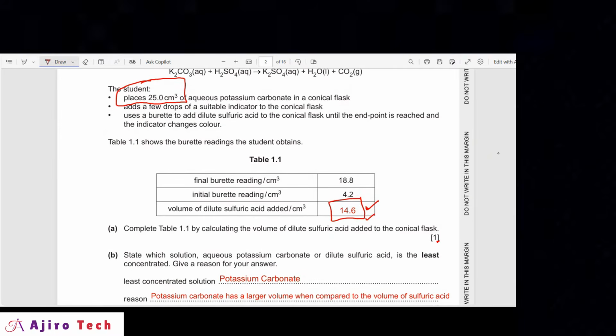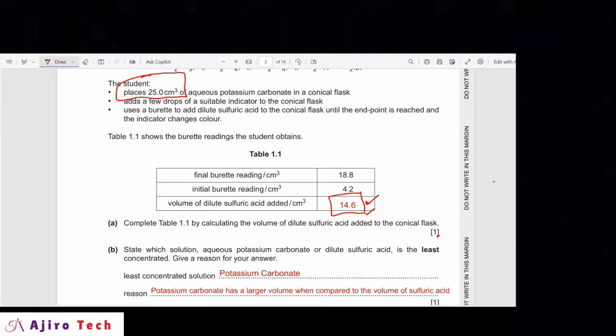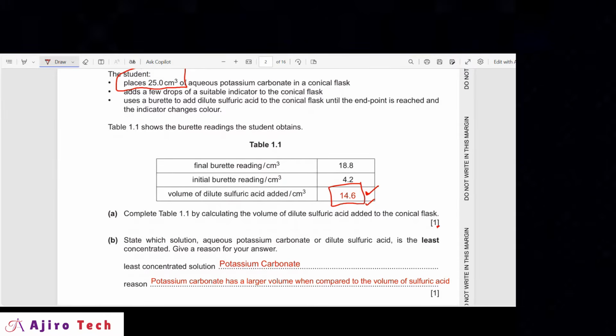And what does that mean? It means that the potassium carbonate is the least concentrated because it has a larger volume when you compare it to the volume of sulfuric acid used. Right, so that is how to determine that.